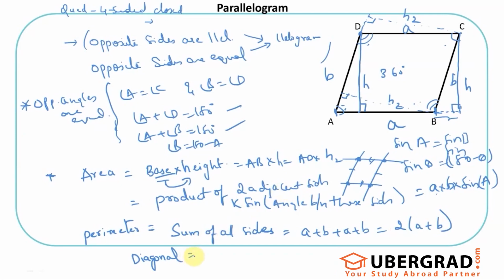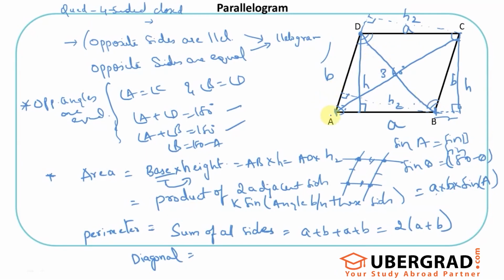When it comes to the diagonal, there will be two diagonals. One of them is AC, which is this. The other is BD. And the diagonals of a parallelogram are not necessarily equal in length. Some parallelograms might have equal diagonals, some might not, so not necessarily equal.